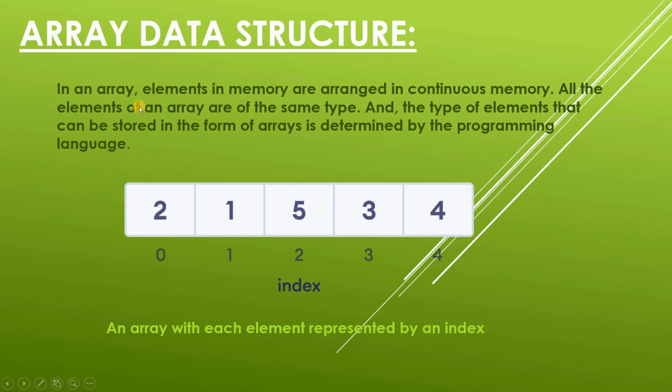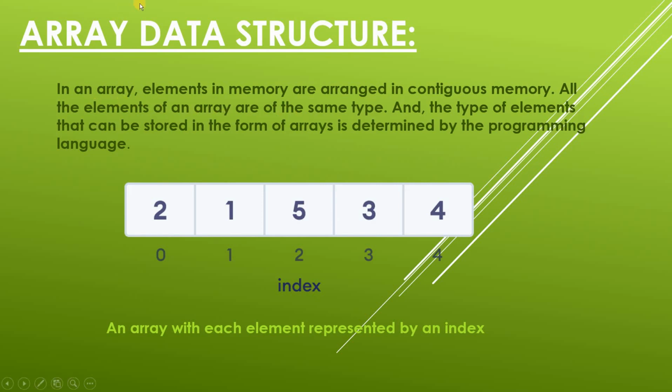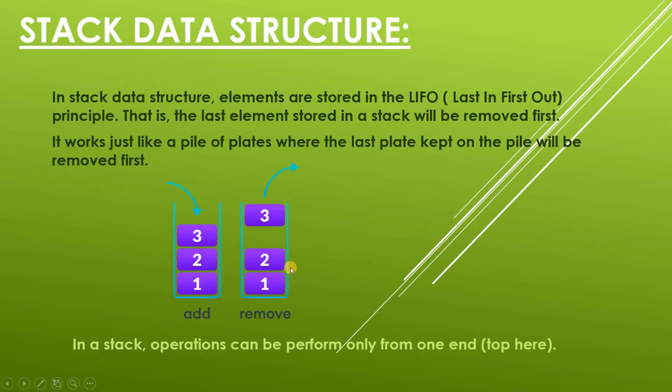Now what is array data structure? In an array, elements in memory are arranged in contiguous memory. All the elements of an array are of the same type, and the type of elements that can be stored in the form of arrays is determined by the programming language. An array has each element represented by an index 0, 1, 2, 3, 4 and so on.